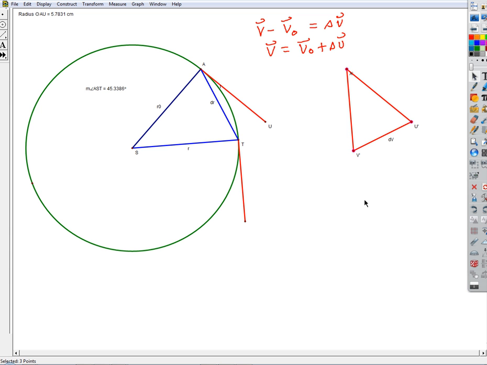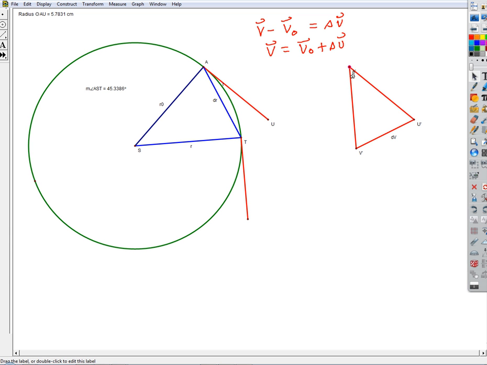Show labels. That's good. We leave it like that. Don't want to move them. How come they're primes? Just because they've been moved from over here, right? Right. Okay.